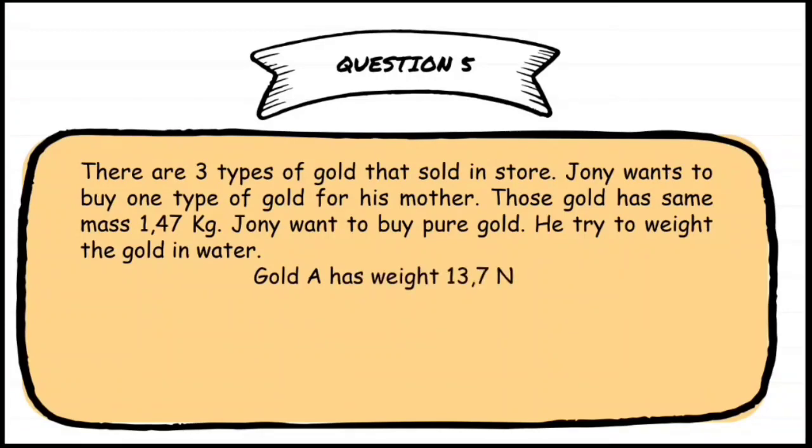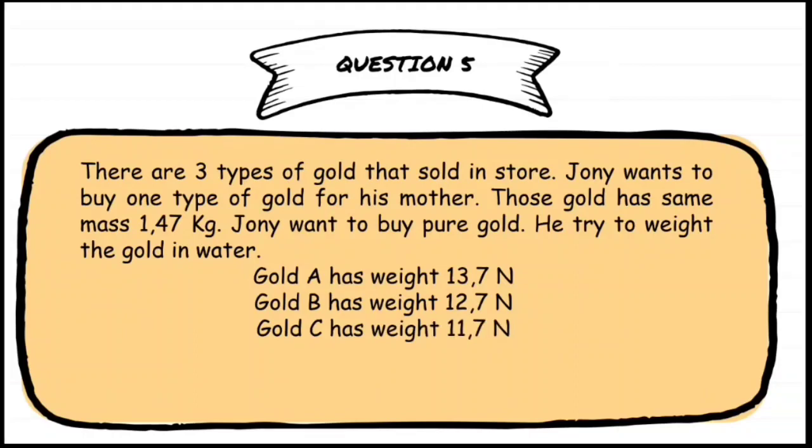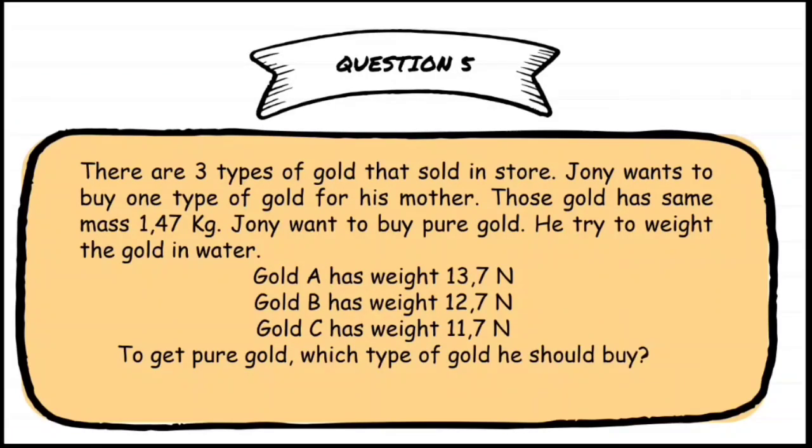Gold A has weight 13.7 Newton. Gold B has weight 12.7 Newton. Gold C has weight 11.7 Newton. To get pure gold, which type of gold should he buy? Remember, pure gold has a density of 7,350 kg per meter cubic.